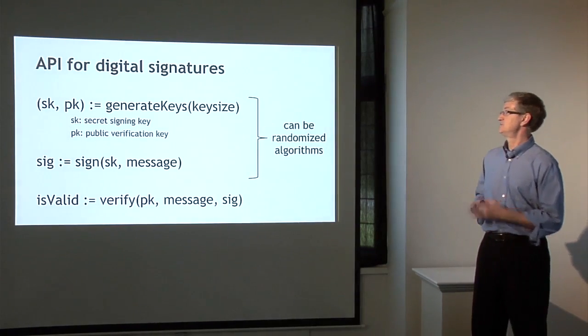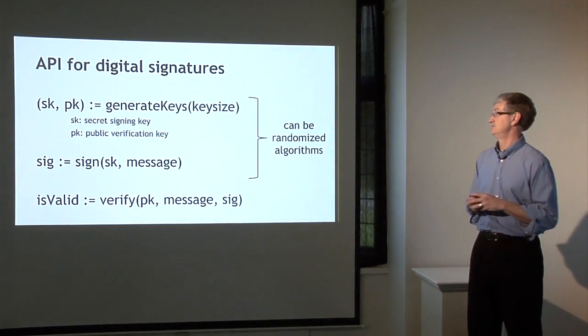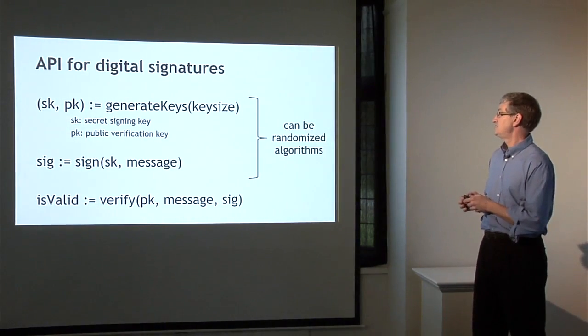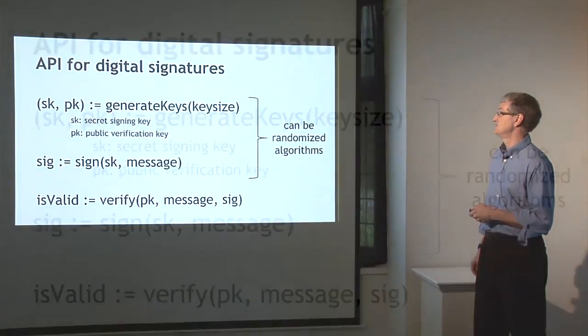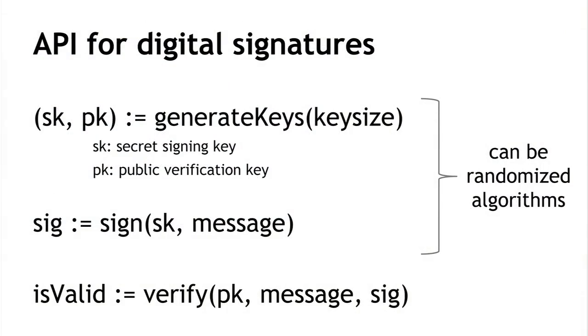So let's get into the nuts and bolts. Here's an API for digital signatures. There are three operations that we need to be able to do. The first one is we need, in the beginning, to be able to generate keys. And so we have a generate keys operation, and we tell it a key size. How big in bits should the keys be? And this produces two keys, SK and PK. SK will be a secret signing key. This is information you keep secret that you use for making your signature. And PK is a public verification key that you're going to give to everybody and that anybody can use to verify your signature when they see it.